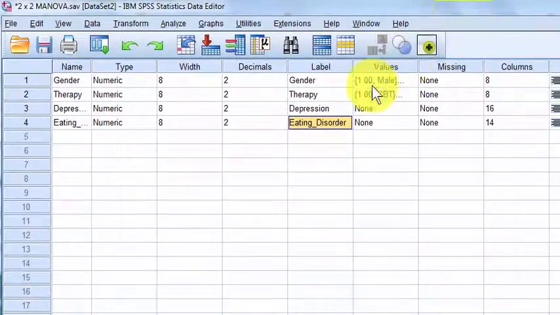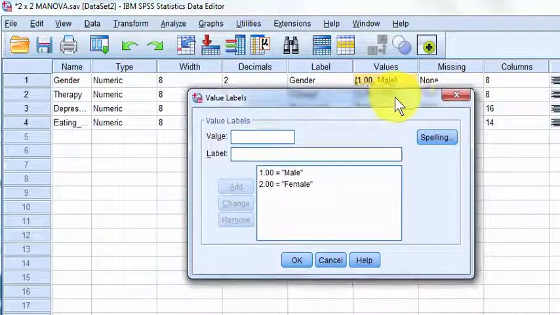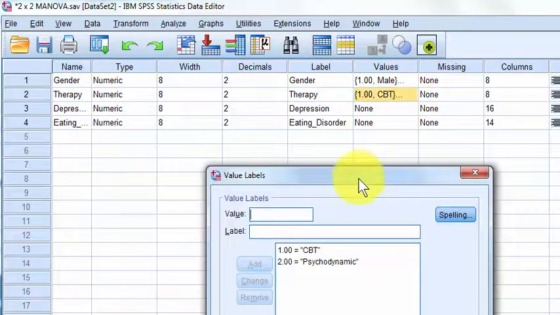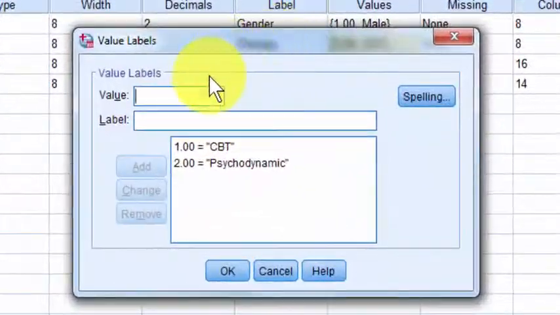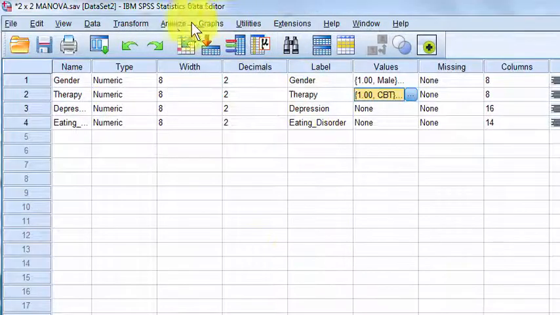Back to this guy. And our categorical variables are gender, male and female, and therapy type, just therapy, is cognitive behavioral therapy or psychodynamic therapy. Okay, so let's run this real quick.